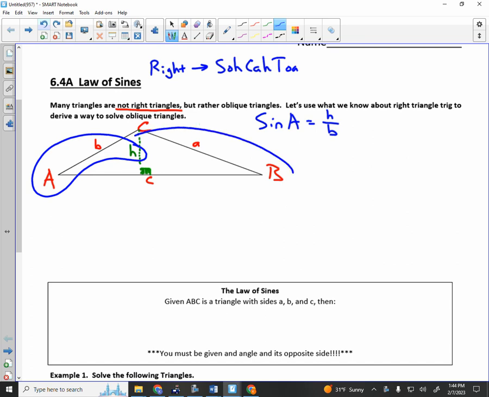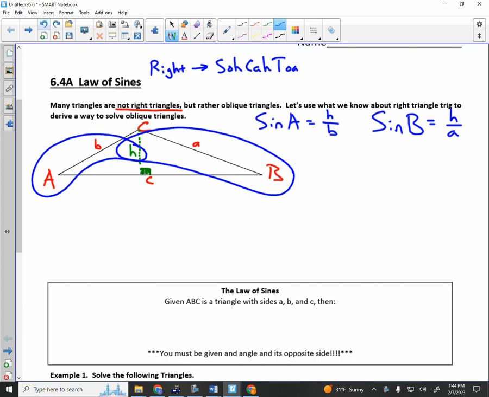Then, let's check out this part. Which trig function deals with H, A, and B? Sine again. Sine is the opposite divided by the hypotenuse. So we also have the sine of angle B is equal to H over A. What do you notice those 2 equations share in common with each other? They both have an H. And so we're going to use that to our advantage.